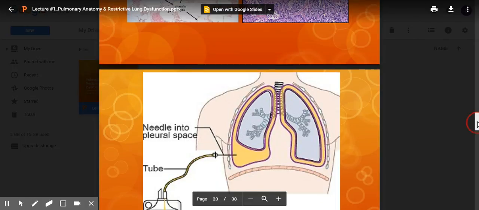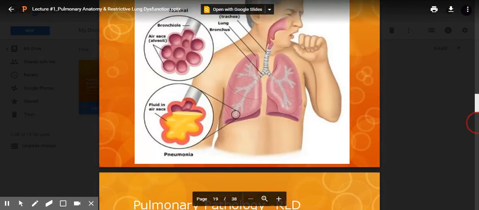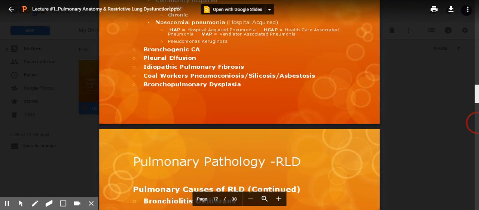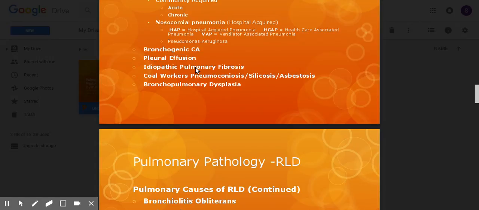Okay, we're going to back up a couple slides. Back to the reference slide listing all of the different pulmonary causes of restrictive lung dysfunction. And we're going to talk about idiopathic pulmonary fibrosis. Idiopathic pulmonary fibrosis, as the name indicates, is a poorly understood process where otherwise healthy adults begin to develop fibrosing in their lung tissue and end up with loss of pulmonary function as a result.